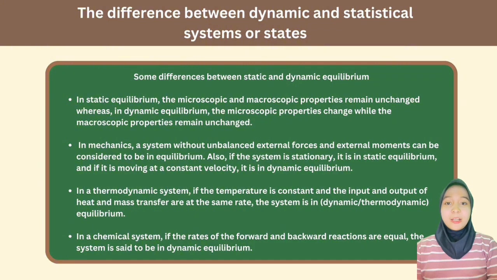3. In a thermodynamic system, if the temperature is constant and the input and output of heat and mass transfer are at the same rate, the system is in dynamic or thermodynamic equilibrium. 4. In a chemical system, if the rates of the forward and backward reactions are equal, the system is said to be in dynamic equilibrium.